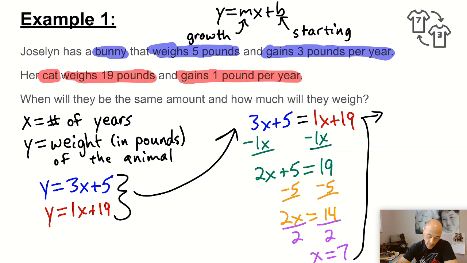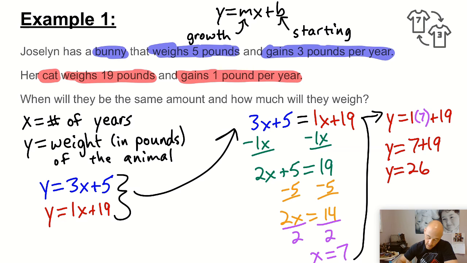I'm going to use the cat, not for any particular reason, just because. Okay, so I'm going to have y is equal to 1 times 7 plus 19. So I just plugged my solution, x is 7, in for x right there. So I have y is equal to 7 plus 19, y is equal to 26.